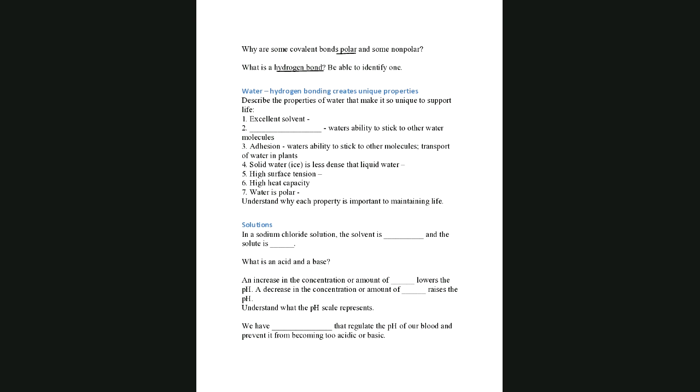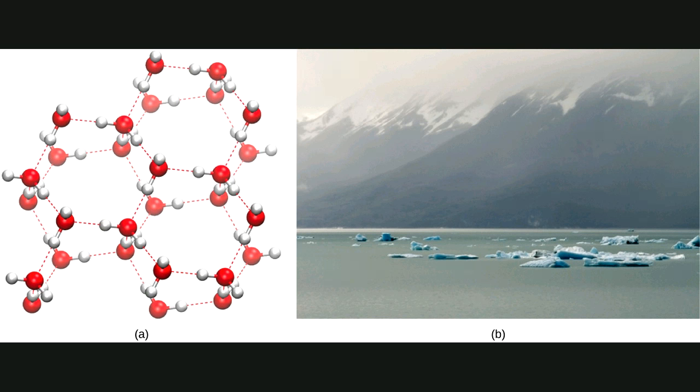A hydrogen bond is going to occur. It's a very weak bond. They're made and broken all the time. And it occurs between already bonded molecules. Okay, so it takes a hydrogen atom that's already bonded to something that's very electronegative like oxygen. So this is hydrogen bonding that you see in water.